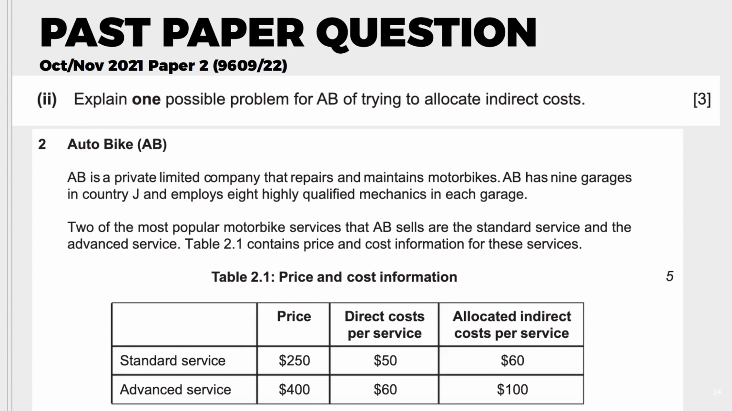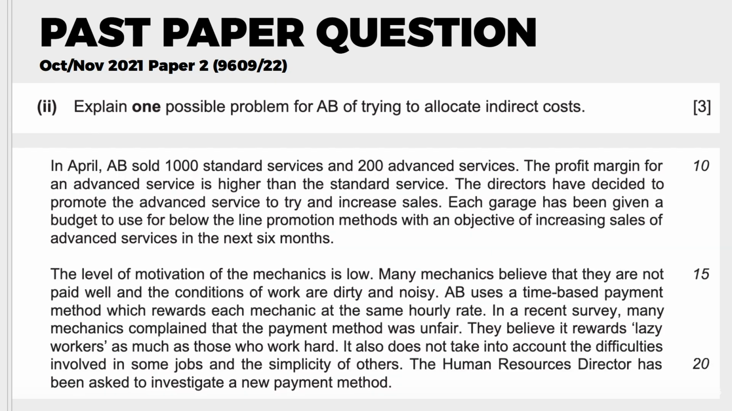So let's take a look at another question. This one is from paper 2, and it appeared in October, November of 2021. So it says, explain one possible problem for AB of trying to allocate indirect costs. Here, if you want, you can pause and read the whole thing. I'm not going to read it out because it's not of great importance for what we're doing right now, but if you want to, you can.